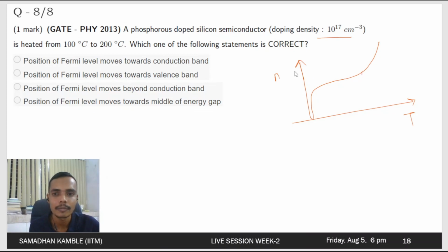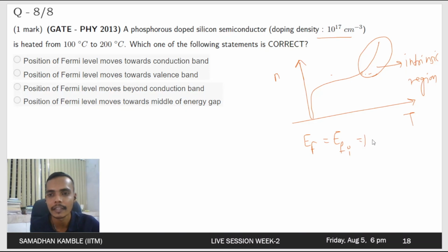So when we increase the temperature from 100 to 200 degrees centigrade, the extrinsic semiconductor essentially becomes the intrinsic semiconductor, which reaches the intrinsic region. And in the intrinsic region, we know that the Fermi level is given as EFi, which is actually at the middle of the band gap. So therefore, the position of the Fermi level moves towards the middle of the band gap.